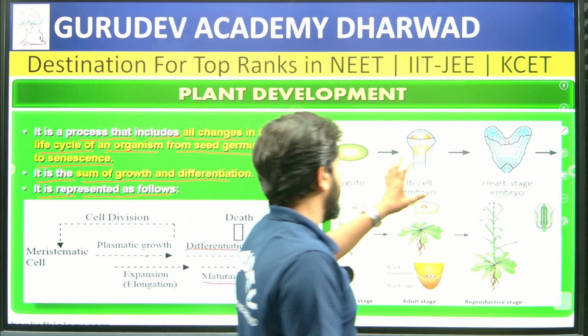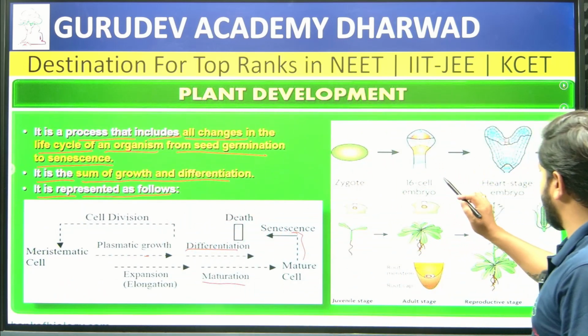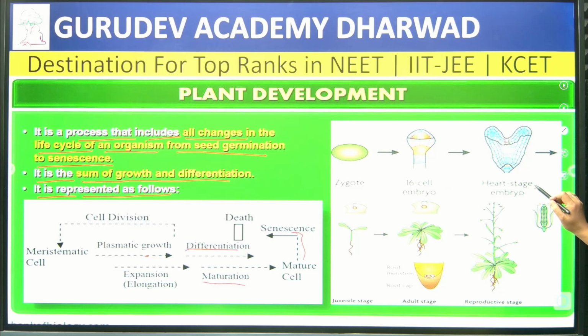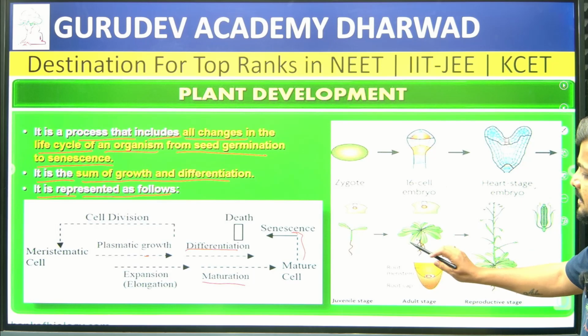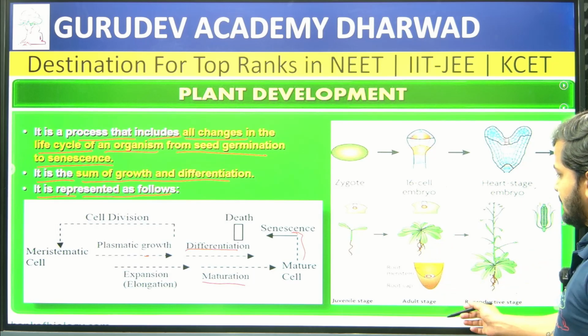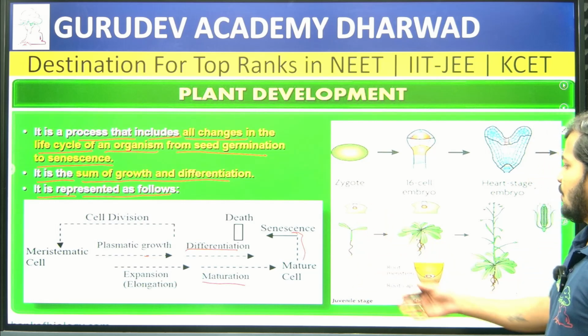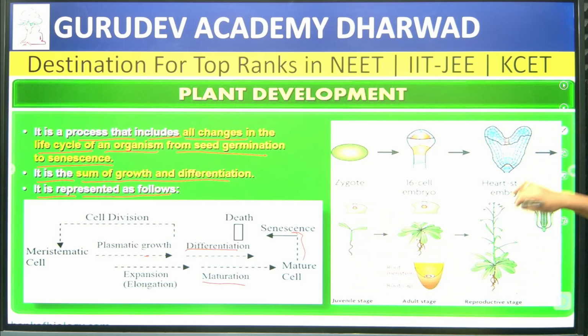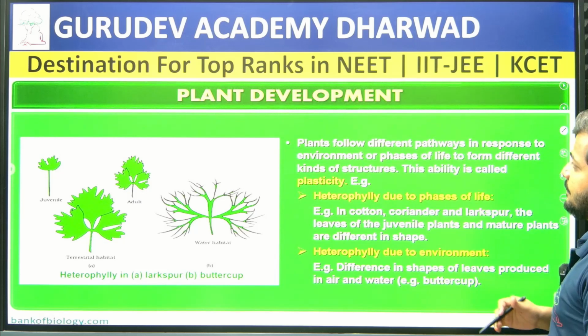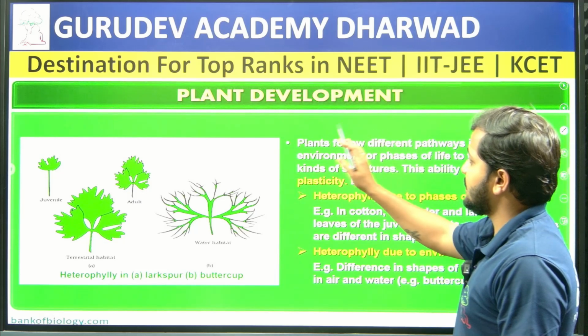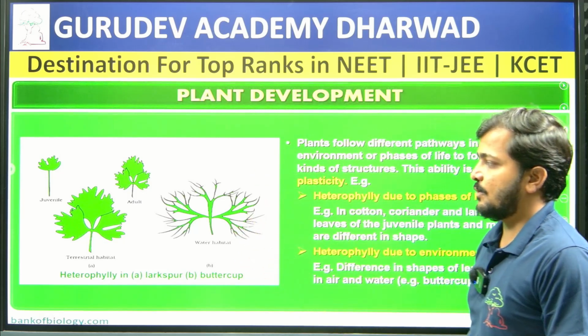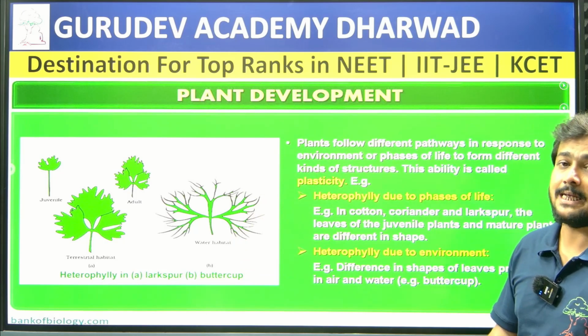So diagrammatically, if you consider zygote to 16-cell embryo, then heart-shaped embryo to plant, the overall development takes place. Again, from the adult stage, it will form a new plant of the particular species. So like that, it will go; the old plant is going to die, right, after the overall developmental aspect.